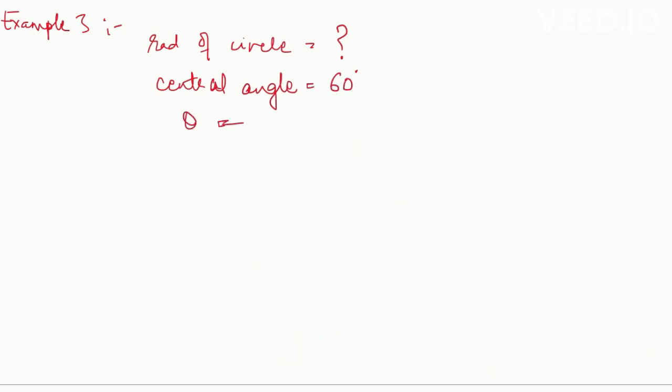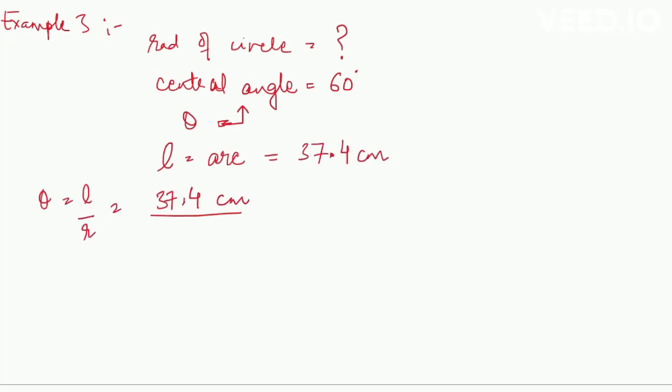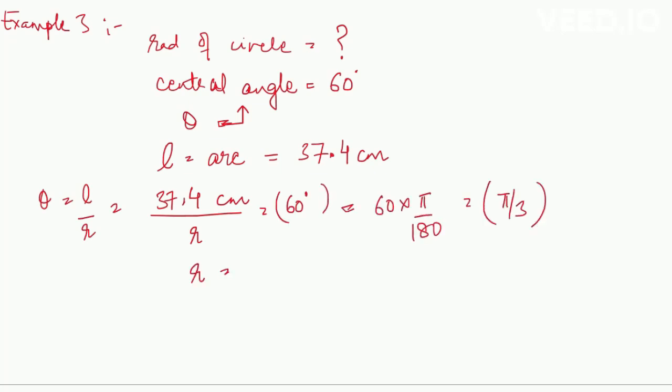Next, example number 3, we need to find out the radius of the circle given the central angle is 60 degrees, which is defined as theta, and L, which is the arc, is 37.4 centimeters. So we have studied that theta is L by R.